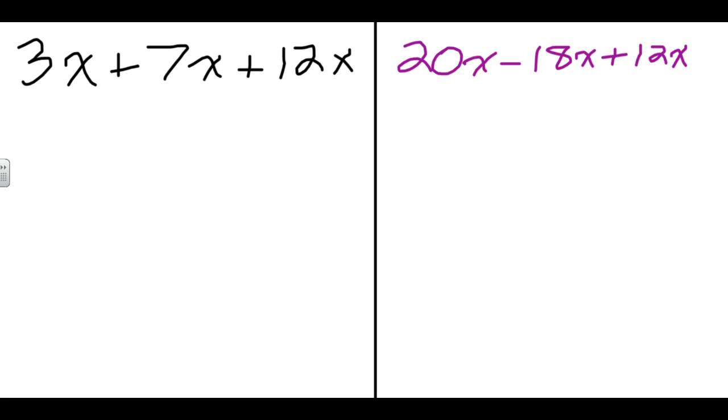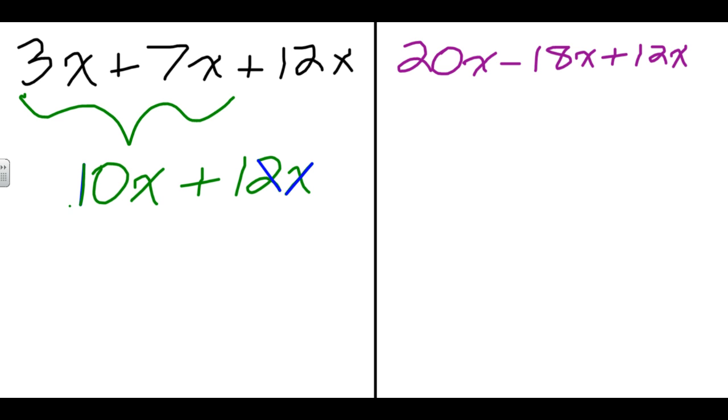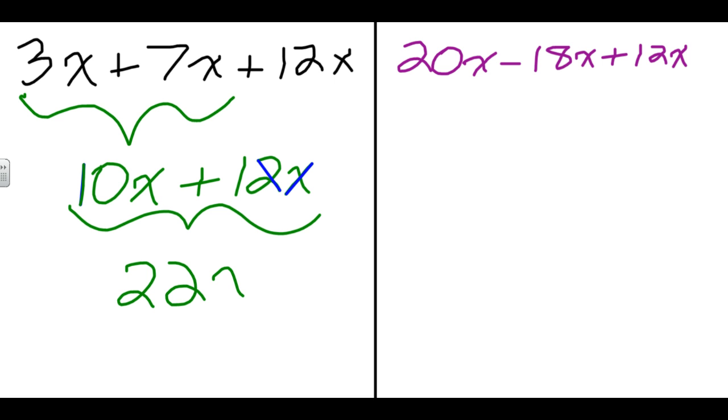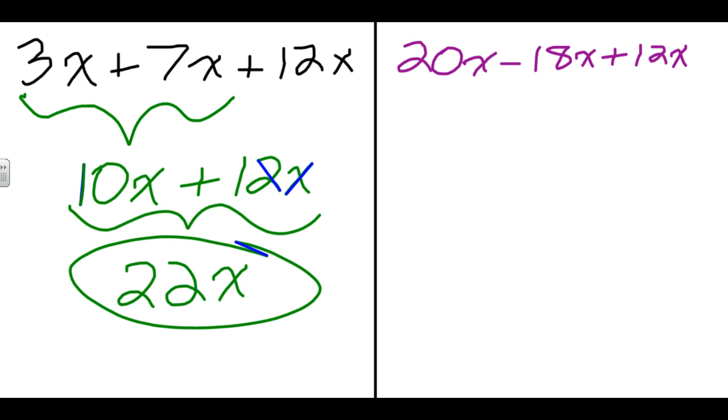Now, the one on the left, all of our terms are x's. They can all be combined. They all have positive coefficients, so we just add those coefficients together. 3 plus 7 is 10x. And we still have the 12x left, and 12 plus 10 is 22x. So 22x is what we get when we combine all of those like terms.